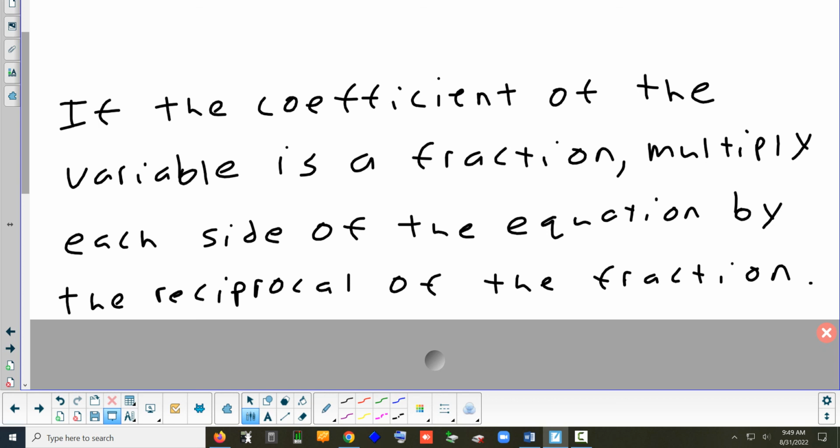So an example problem where you would see something like this. This is an example that would have to use what I just said. If the coefficient of the variable is a fraction, in this case it is, then to solve it, we're going to end up multiplying both sides by the reciprocal of the fraction.